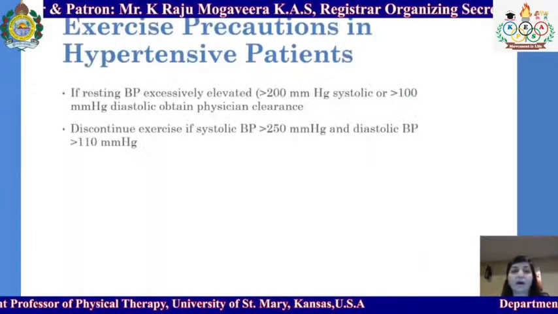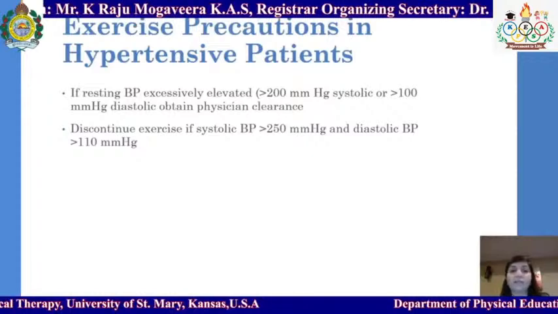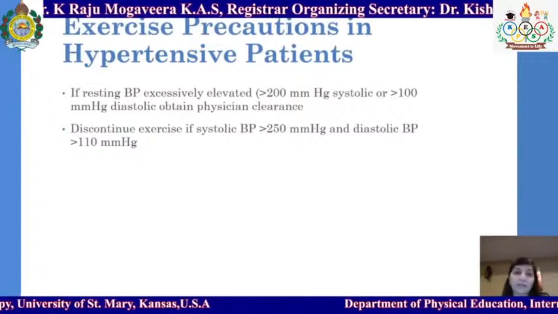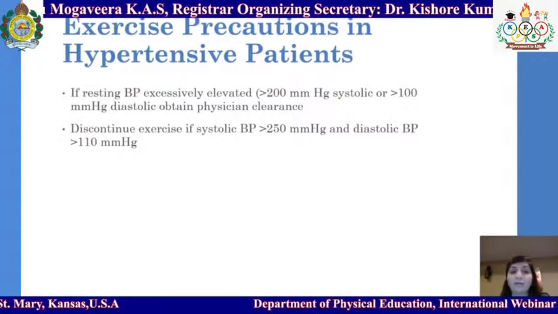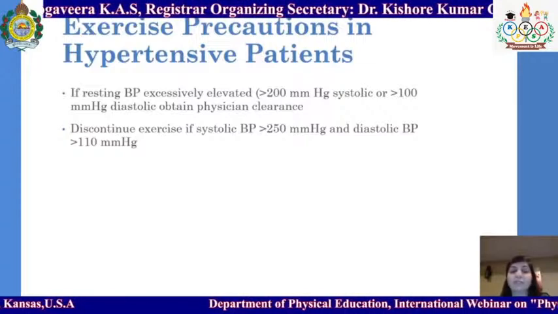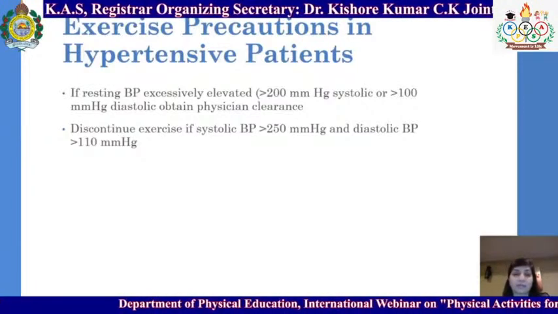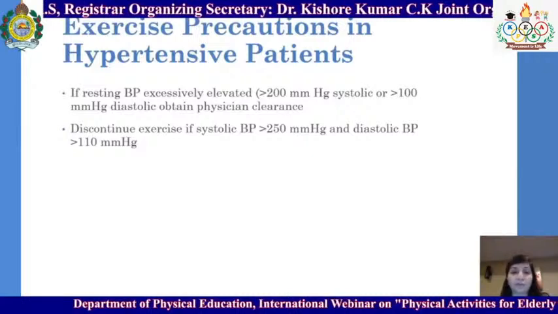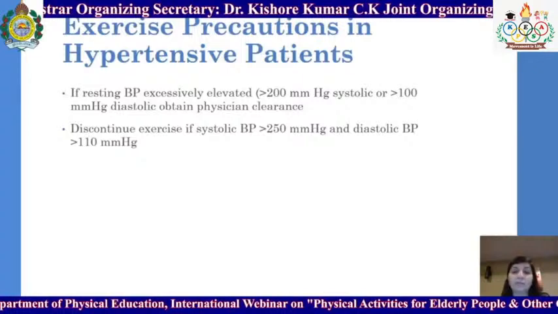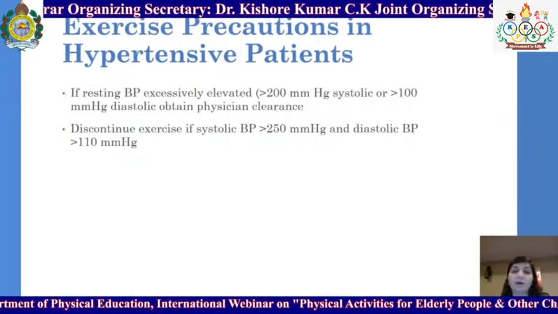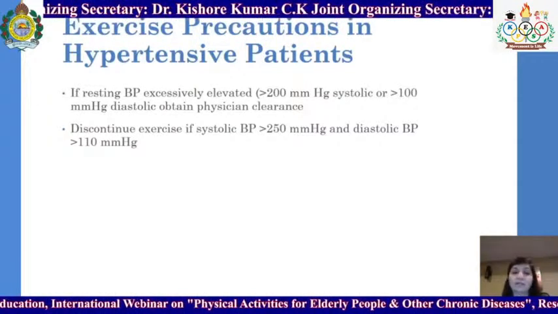There are definitely some precautions that need to be taken while exercising with high blood pressure. Whenever the blood pressure is above 200 for systolic and 100 for diastolic, physician clearance should be obtained. You should make sure from the physician that it is safe for the patient, or any elderly person, to exercise. Whenever the blood pressure goes above 250 systolic and above 110 for diastolic, absolutely no exercises should be done at this point.